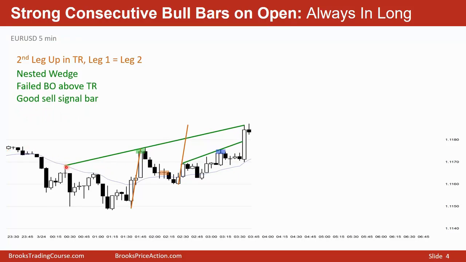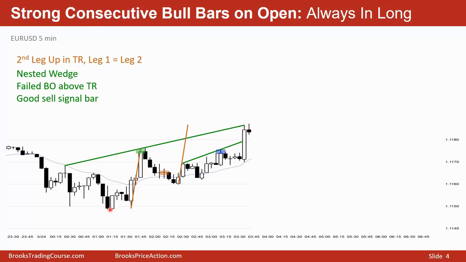And then you never know which high the computers are using to draw channels, this high, that high, this high, or these highs. However, this is a reasonable possible top of a channel. And it's a nested wedge. This is a bigger wedge, 1, 2, 3.